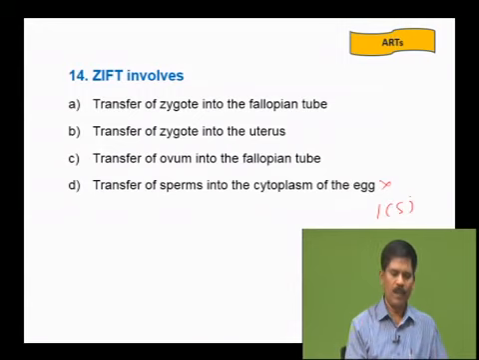This does not apply. Transfer of ovum into the fallopian tube, this also does not apply, because the name itself indicates zygote intrafallopian transfer. Even this does not apply. Therefore the right option is A, transfer of zygote into the fallopian tube.